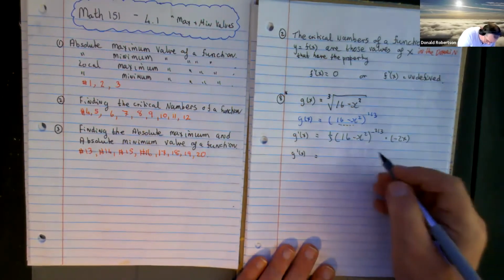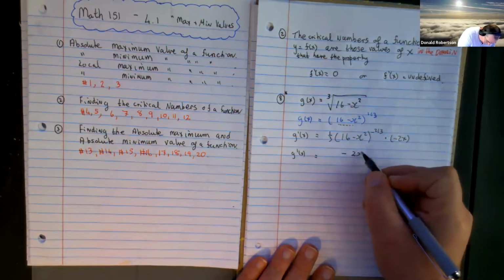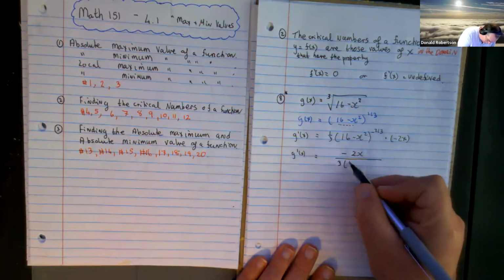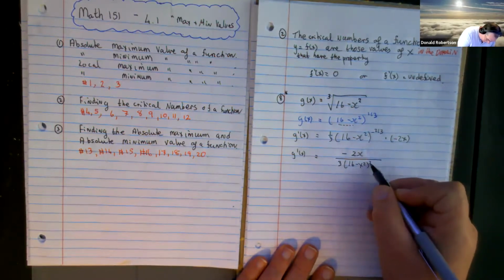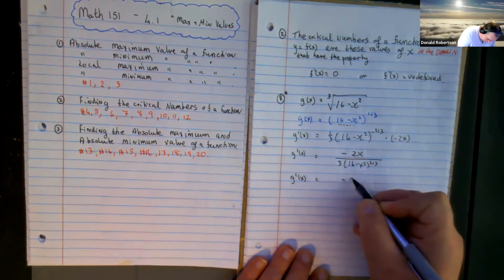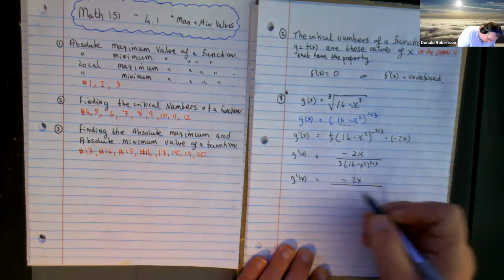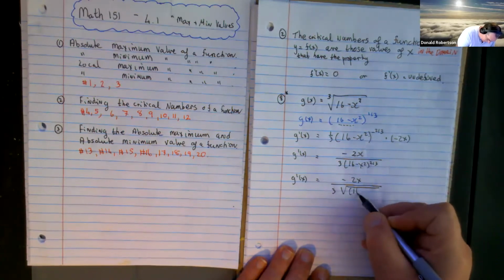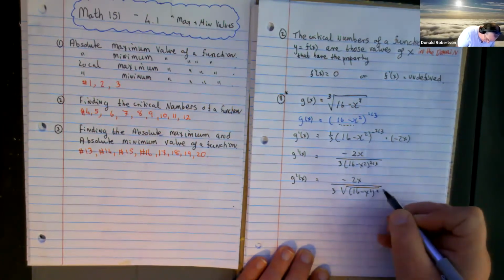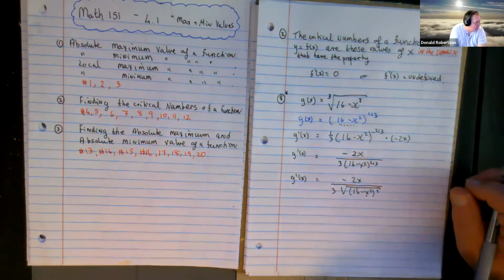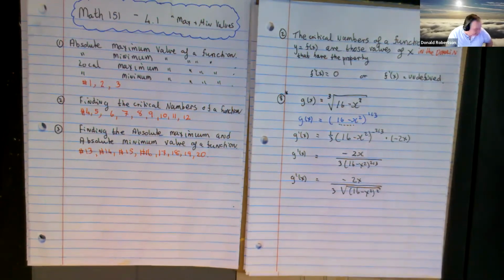So let's see what we get. I'm going to have -2x on the top. That 3 can come downstairs and that can become positive. And then a little bit more and we're finished. So it's -2x over 3 lots of the cube root of (16 take away x squared) squared. Are we good? Any questions so far?